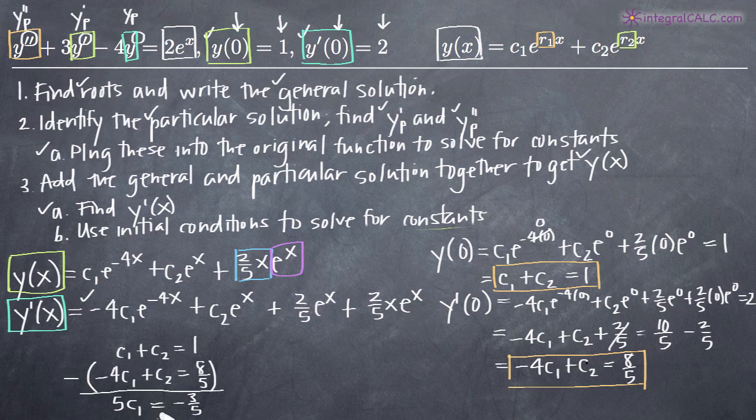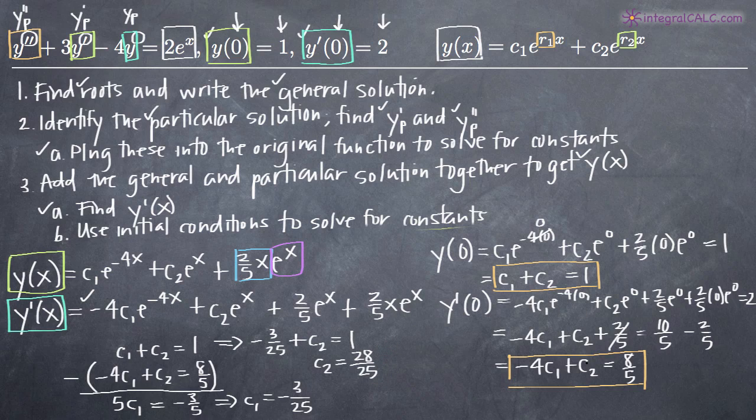So now, if we divide both sides by 5, we find that c sub 1 is equal to negative 3 over 25. So that's our first constant. We can now plug that back in to this top equation, which looks pretty simple here. We'll get negative 3 over 25 plugged in for c sub 1, plus c sub 2 is equal to 1. When we add 3 over 25 to both sides, we'll find that c sub 2 is equal to 28 over 25. And now we have our two constants.